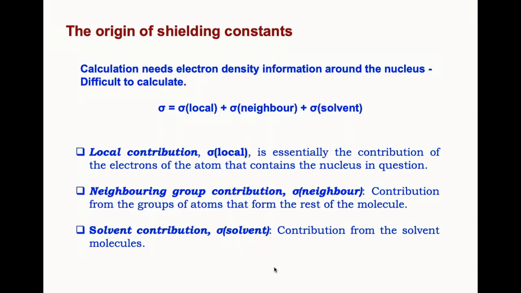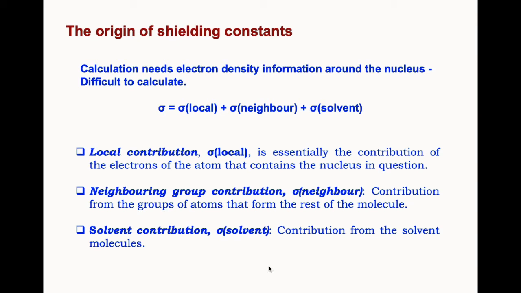Before going to the discussion of internal standards and reference materials used in NMR spectroscopy, let me remind you what you have already studied with regard to the shielding constants. The shielding constants are primarily responsible for observing different chemical shift values for different types of protons, and these shielding constants primarily originate from the electron density. And to be precise, the total shielding constant experienced by a proton under investigation is the summation of three different parts.